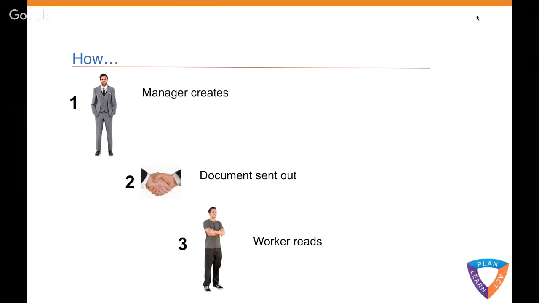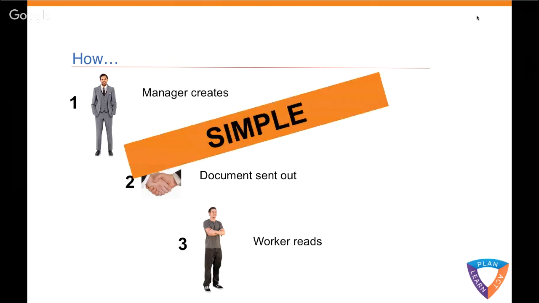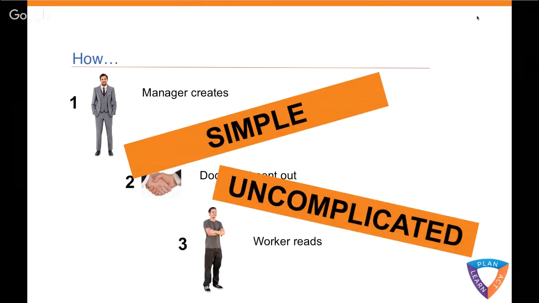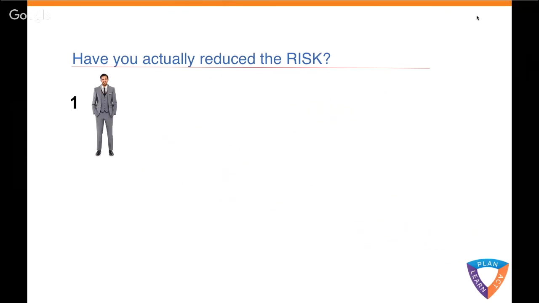The worker needs to read, understand, and follow the control measures that are put down in that document to ensure he or she is safe and goes home to their family at the end of the day. So a very simple, very easy, uncomplicated way of ensuring every worker can go home safe, and an uncomplicated way of complying with the law. So does that manager actually have everything in place that he needs to? Are there any holes that you can see? Has he actually reduced the risk adequately?